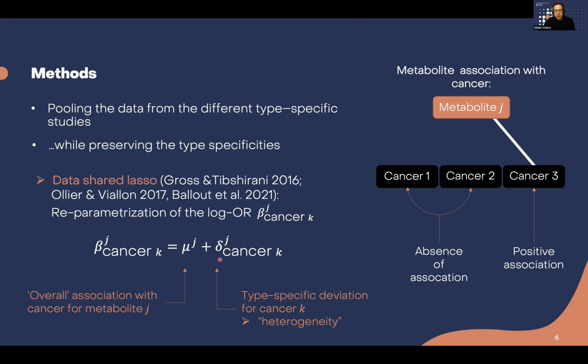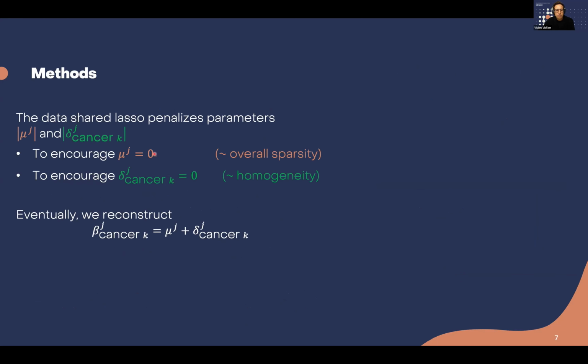So it's this second term here, which is a type-specific deviation, that is here to allow some heterogeneity in the associations between metabolite J and cancer across the different cancer types. And so once we have this decomposition, the data shared lasso is a simple L1 penalized approach, just as the lasso, which penalizes the absolute values of the different terms.